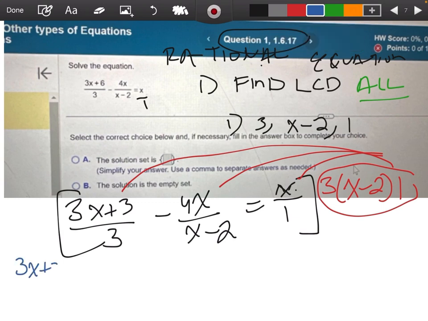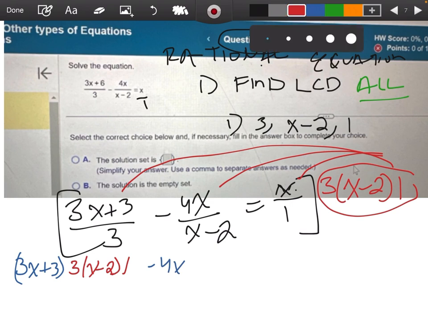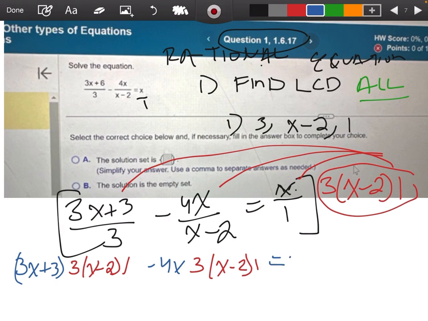Let's leave the 3x plus 6 here. Right next to it, y'all, we're going to put a 3, an x minus 2, and a 1. And then we have a minus 4x. Right next to it, y'all, we're going to put a 3, an x minus 2, and a 1. And then we have an equals x, and right next to that, my friends, you can guess, we're going to put a 3, an x minus 2, and a 1.